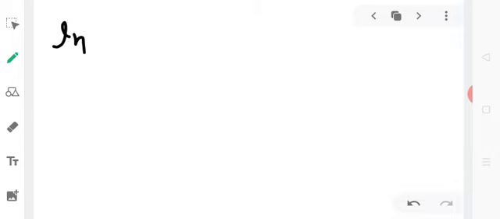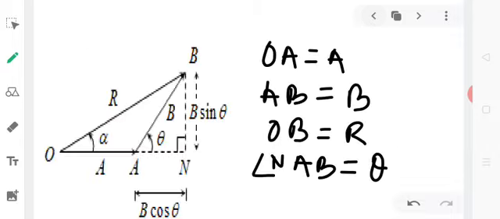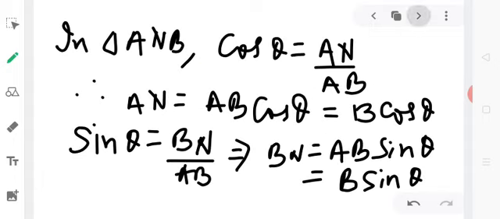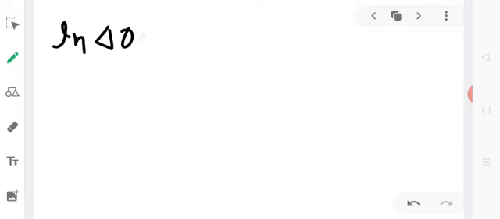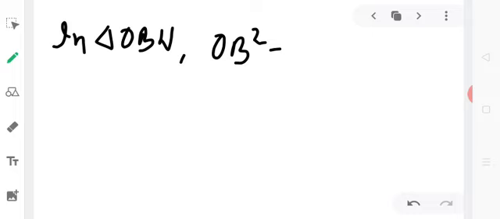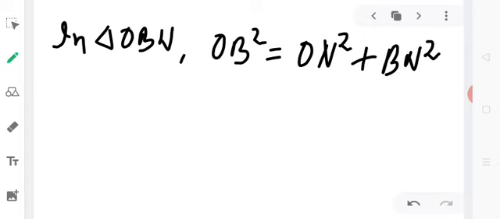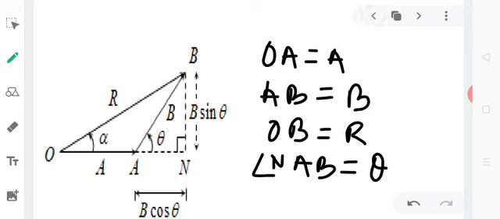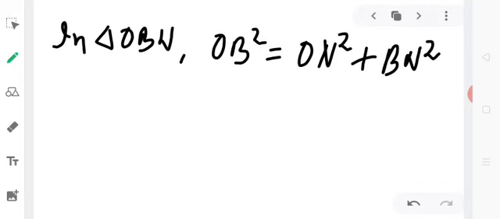In the right angle triangle OBN, we will write down OB square is equal to ON square plus BN square. Now let us substitute the values. OB square, that is R square.